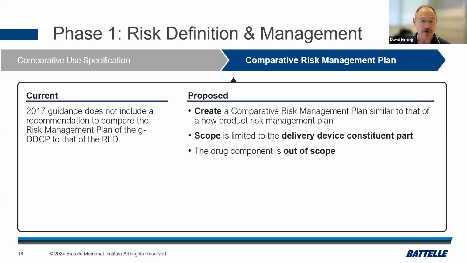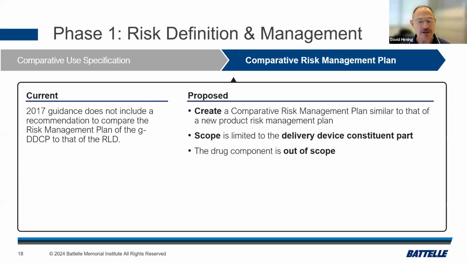As we look at a comparative risk management plan, this is basically the document where stakeholders agree on the methods for identifying and assessing potential risks and harms. We'll be using a CURRA later on, or a comparative use risk analysis. I'm so used to the acronym, but we'll look at that in just a moment as well.